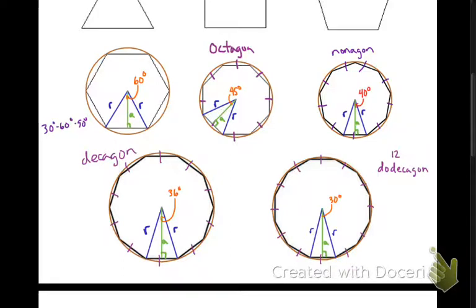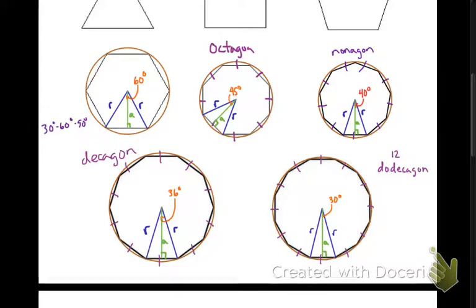The ones of special note are the hexagon, square, and equilateral triangle. Why? Because they make those special right triangles, 30, 60, 90 or 45, 45, 90. And so those are going to come in very, very handy. The other ones, well, we'll learn the trick for those in just a second.